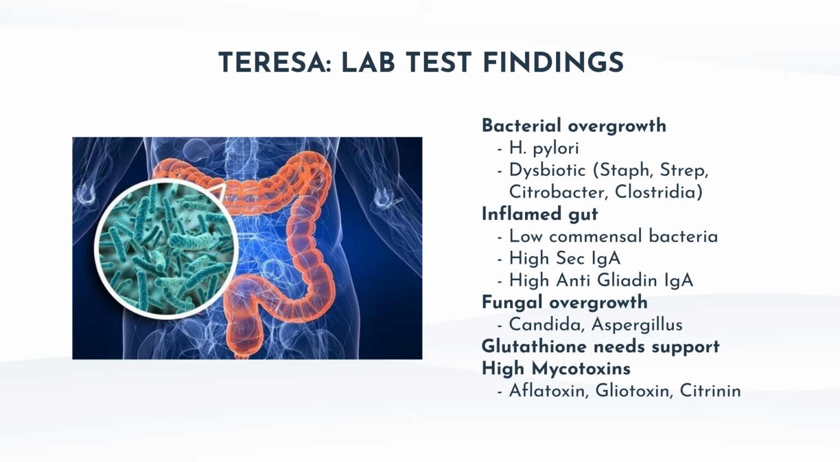So, wrapping up her overgrowth and the issues we need to address for her, she's got H. pylori overgrowth, dysbiotic overgrowth of staph, strep, citrobacter, and Clostridia. She's got an inflamed gut, low commensal bacteria, high anti-gliadin IgA, fungal overgrowth, candida, and aspergillus. Her glutathione needs support. She has high levels of mycotoxins: aflatoxin, gliotoxin, and citrinin.